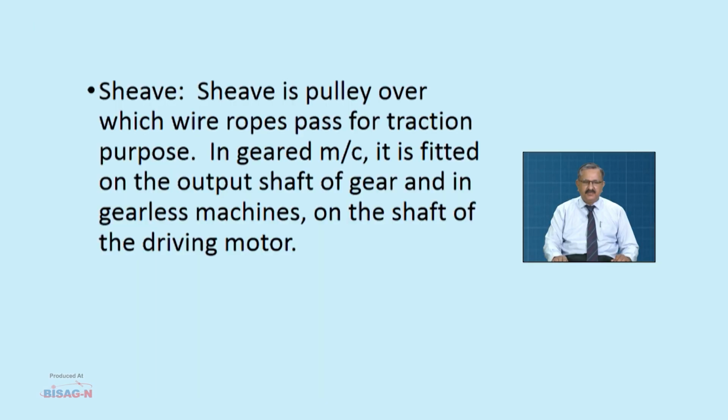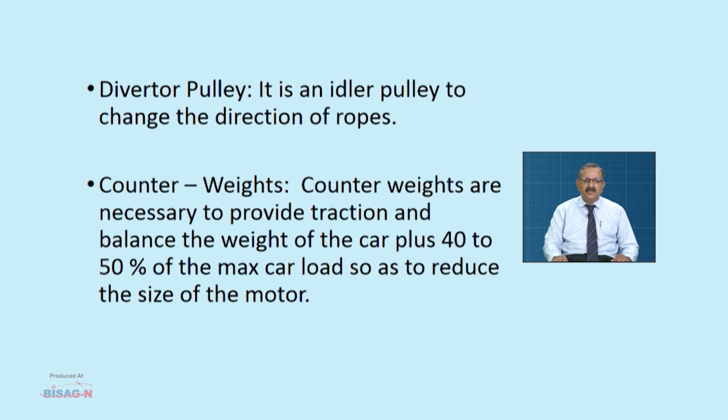Sheave. Sheave is pulley over which wire rope pass for traction purpose. In geared machine, it is fitted on the output shaft of gear and in gearless machines on the shaft of driving motor. Diverter pulley. It's an idler pulley to change the direction of ropes. Counterweights. Counterweights are necessary to provide traction and balance weight of the car plus 40 to 50% of maximum car load so as to reduce the size of motor.